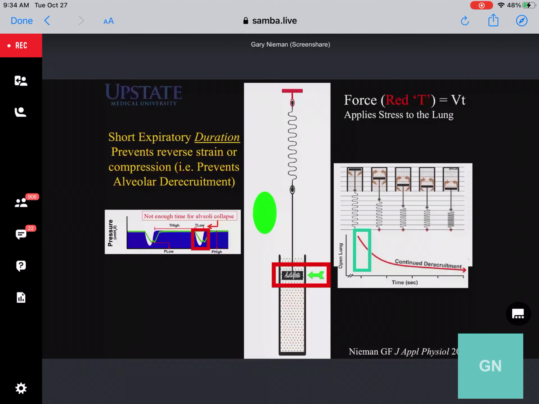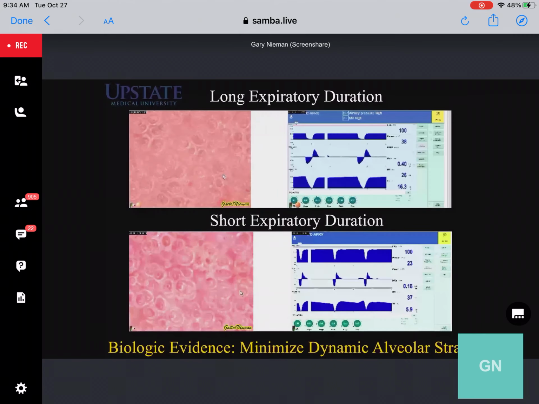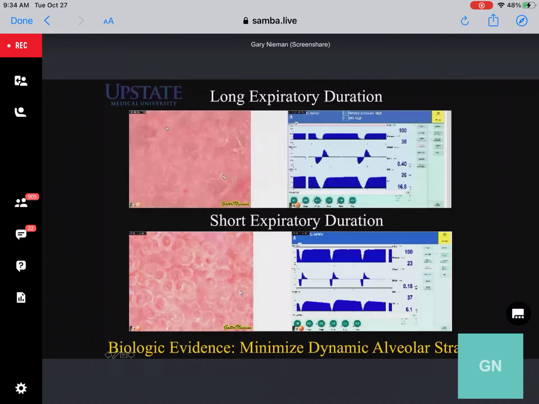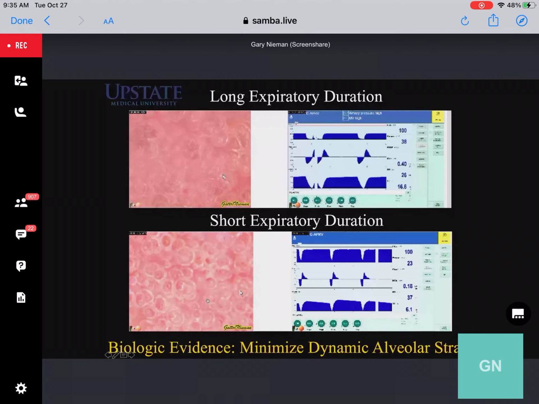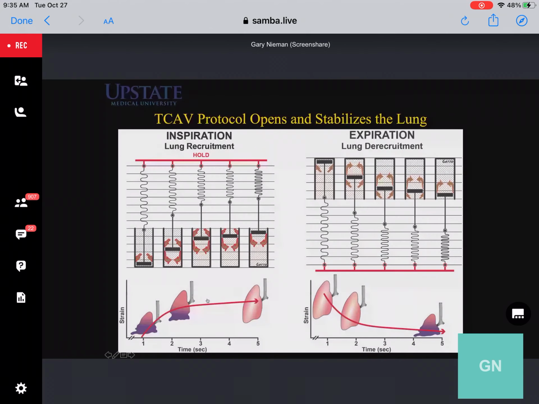Here's the biological evidence. This is a rat lung with ARDS. You can see a very long expiratory duration here, and what happens during that long expiratory phase is alveoli collapse. Here we shorten, all we did here is shorten the expiratory phase, and now you see the alveoli have perfectly stabilized. So again, the only thing we did different here is shorten the expiratory phase in order to obtain alveolar stability.